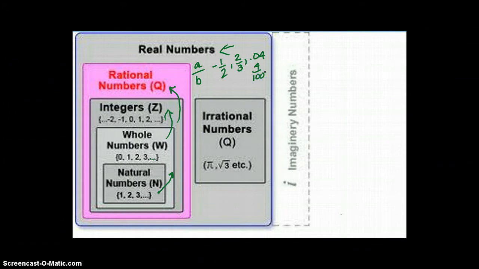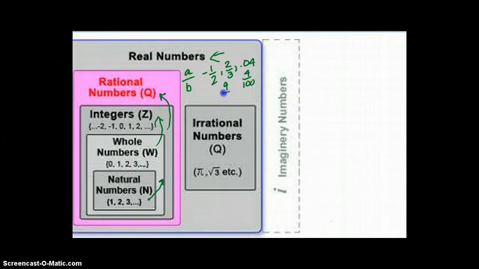Now, all negative and positive whole numbers are rational numbers, because if I take the number 9, I can write that as 9 over 1. So those are our rational numbers. Any number that can be written as a over b.